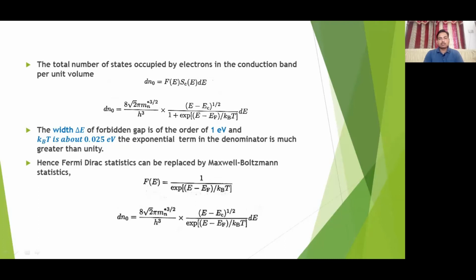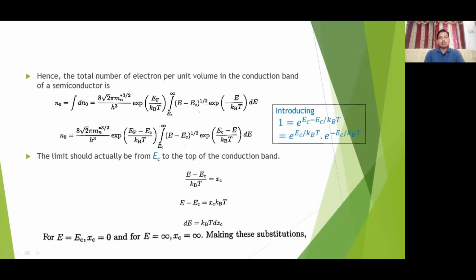Sc of E is basically the density of states of electrons in the conduction band, and Sv of E is the density of states of holes in the valence band. To indicate electrons, we use subscript n, and to indicate holes, we use subscript p. After this simplification, due to the large exponential term in the denominator, we eliminate the 1. All of the steps are quite simple and mathematical.